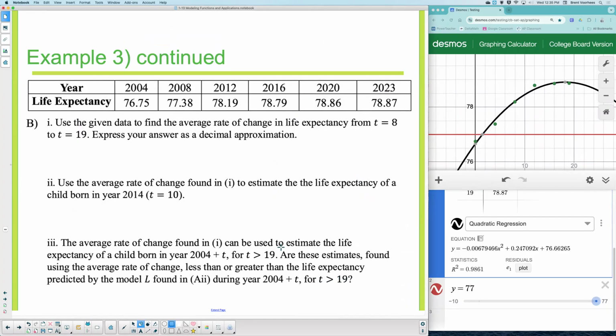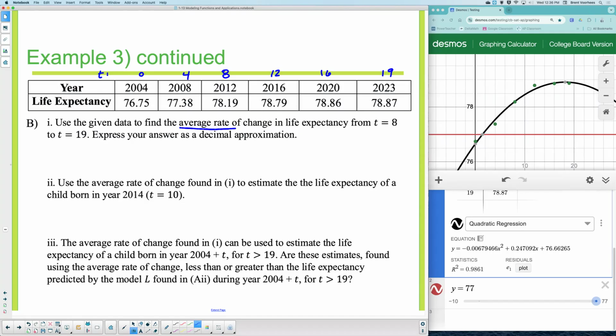Let's try part B. Coming back over here, it says use the given data to find the average rate of change in life expectancy from t equals 8 to t equals 19. Remember we had the t values earlier? When was t equaling 8? This was 2004. Okay, so from 2012 until here's 19.